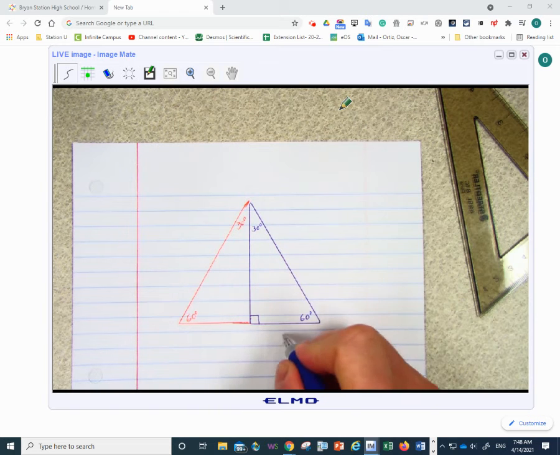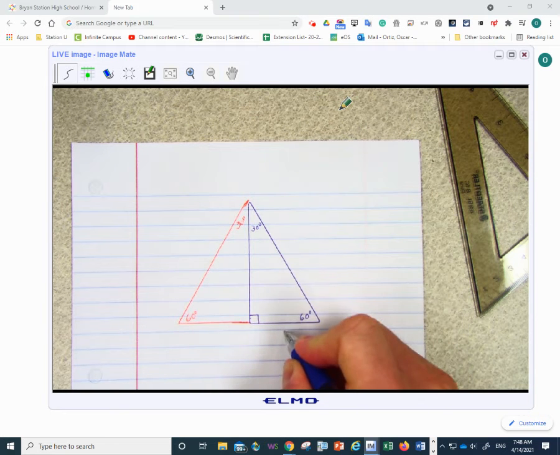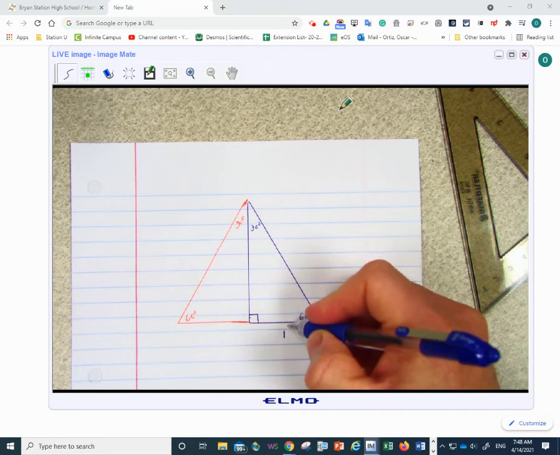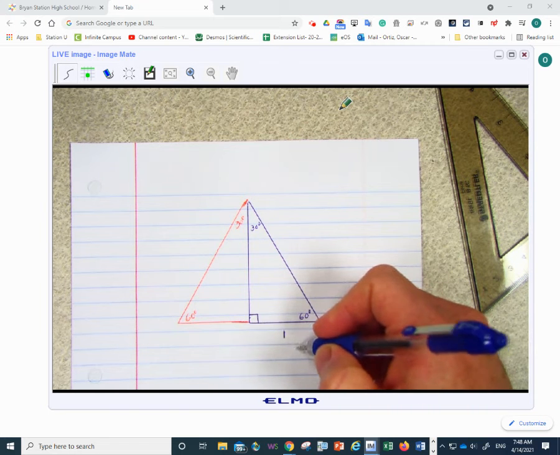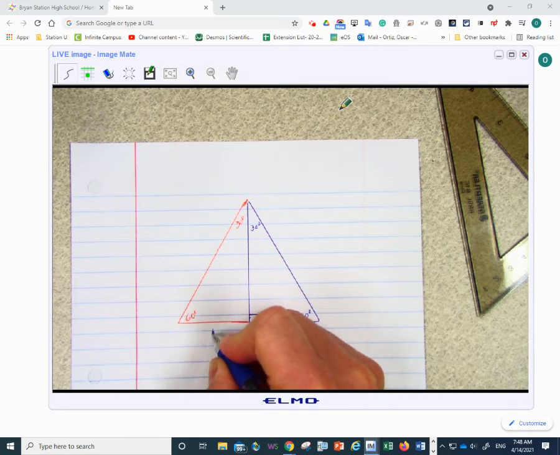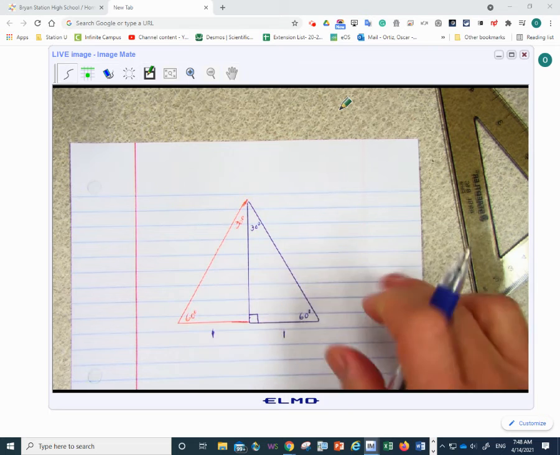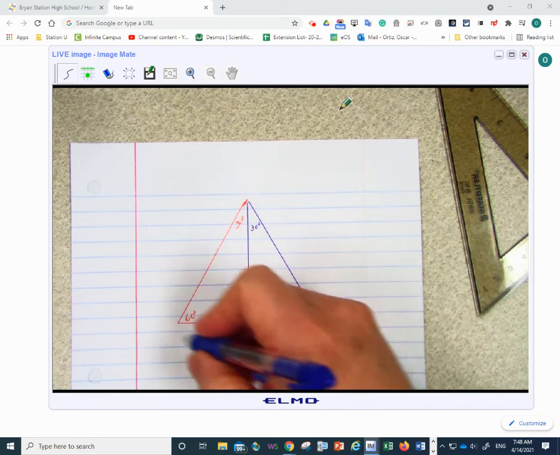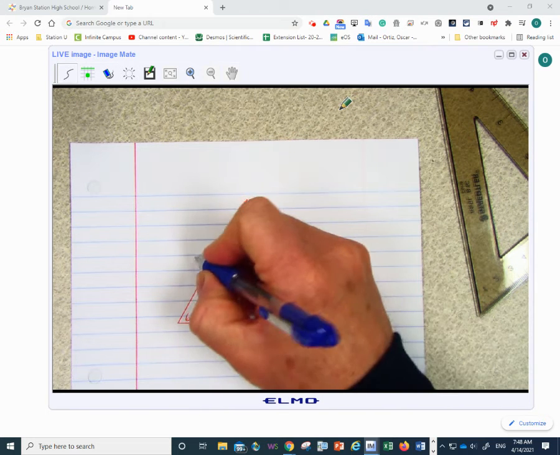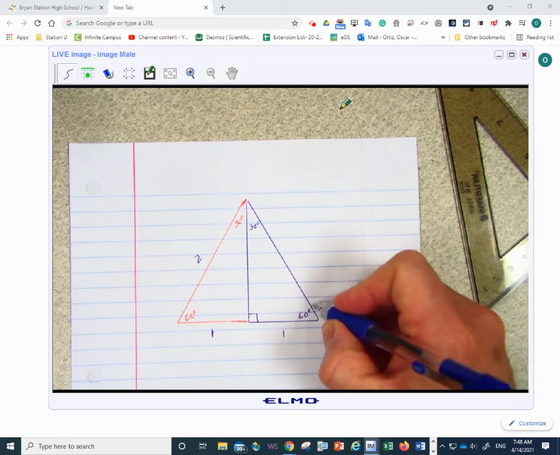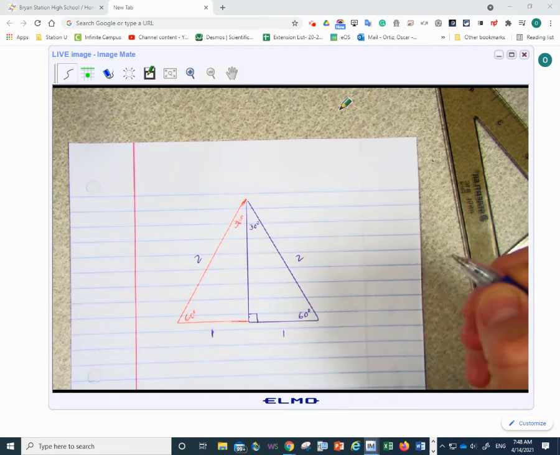In this way, if this side right here, opposite to the 30-degree angle, was 1, then of course this side will be 1 because the two smaller triangles are congruent. But then the whole length will be 2, which means that this hypotenuse here will be 2.